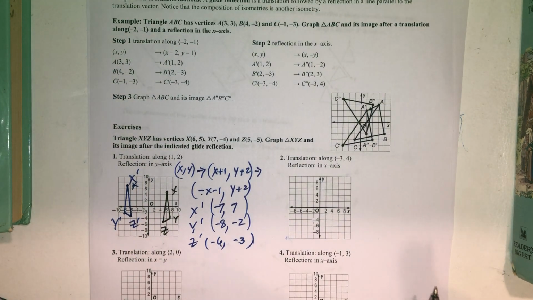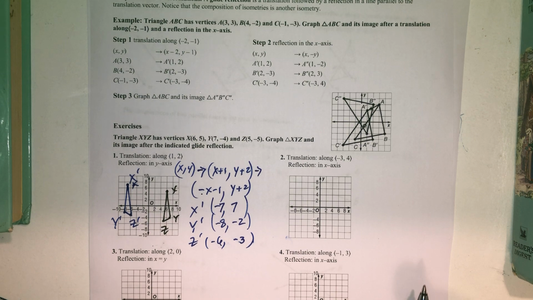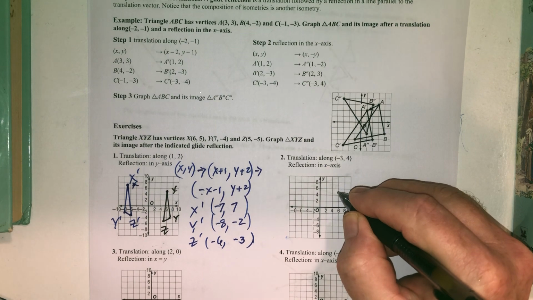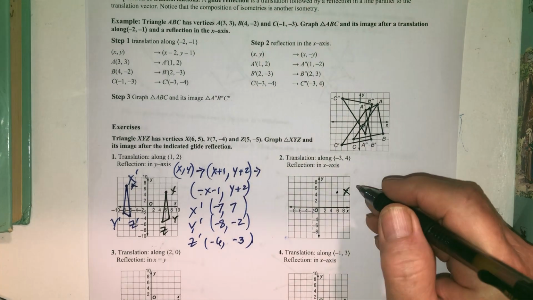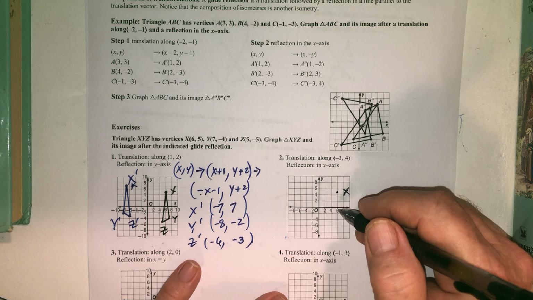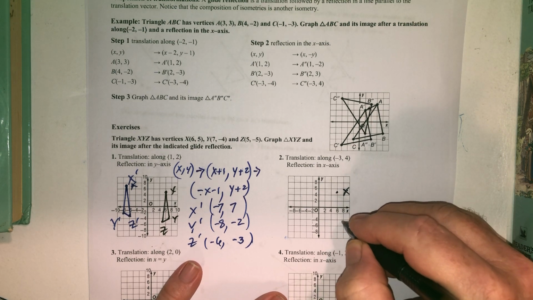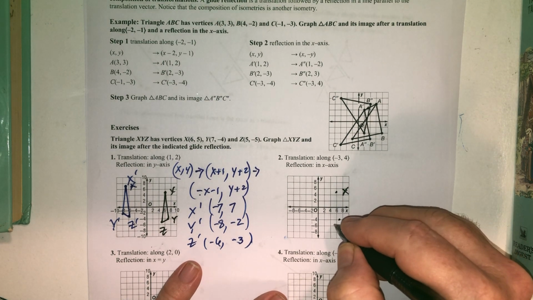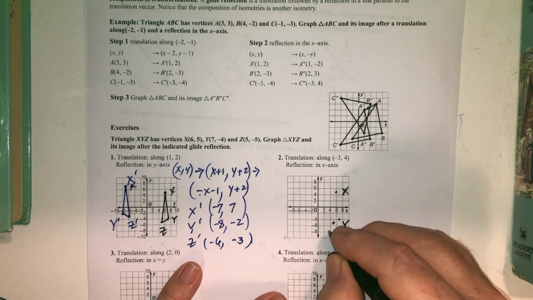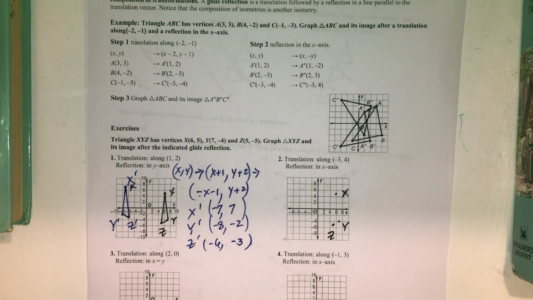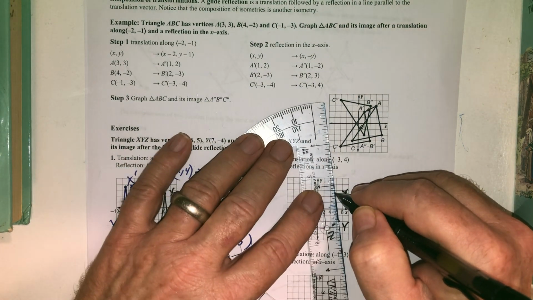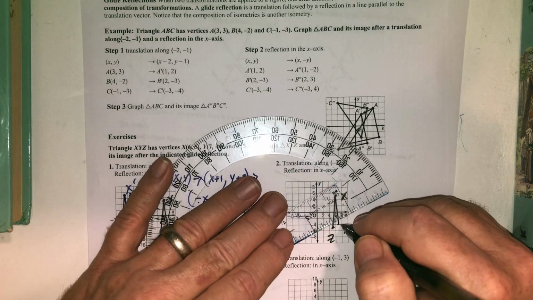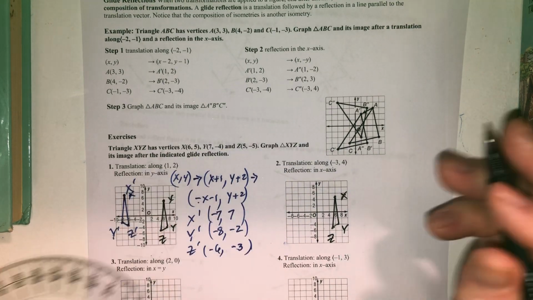In number 2, I'm going to plot the original first. Once again, X is (6, 5). Y is (7, -4). And Z is at (5, -5), which would be in the center of that box right there. Now I'm going to connect X to Y, X to Z, and then Y to Z as well to get the original triangle.